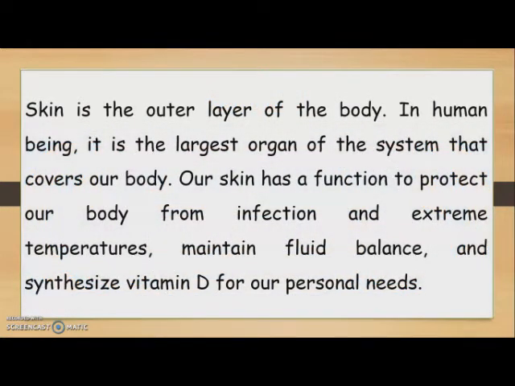Now I will give you an example of a report text with the title Skin. Skin is the outer layer of the body. In human beings, it is the largest organ of the system that covers our body. Our skin has a function to protect our body from infection and extreme temperatures, maintain fluid balance, and synthesize vitamin D for our personal needs.